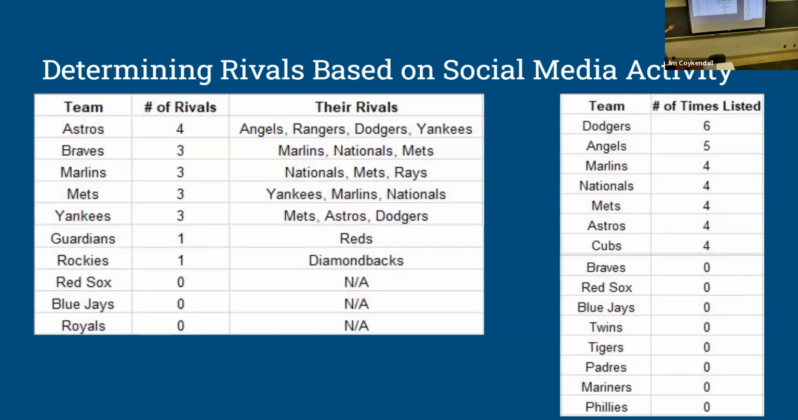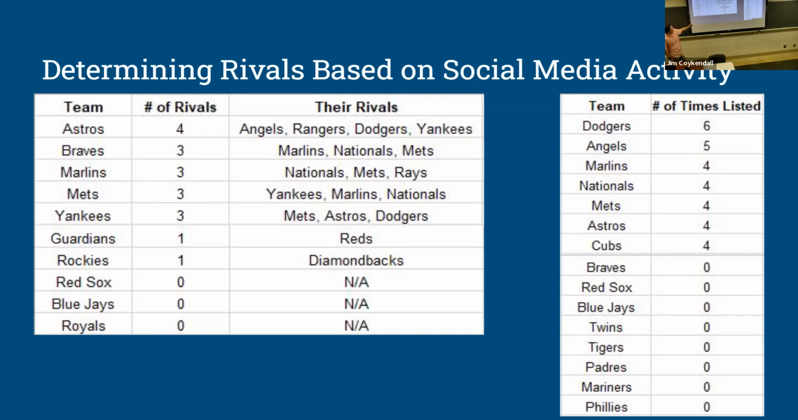So here was the top 5 teams and the bottom 5 teams and how many rivals they had. So the Astros had 4 rivals. The Braves had 3, Marlins 3, Mets 3, Yankees 3. And then down here, these teams didn't identify any rivals based off their social media activity.